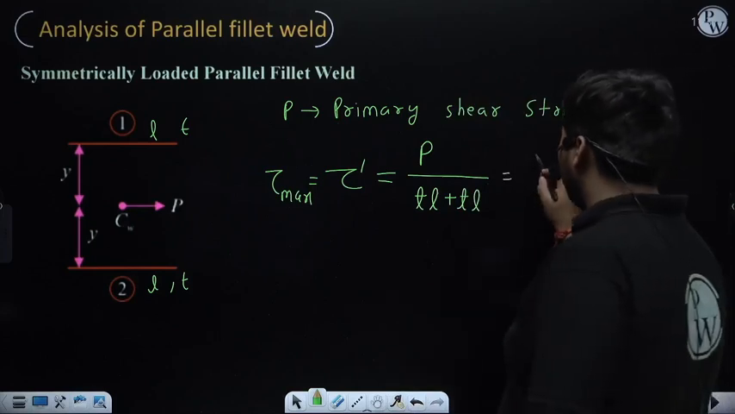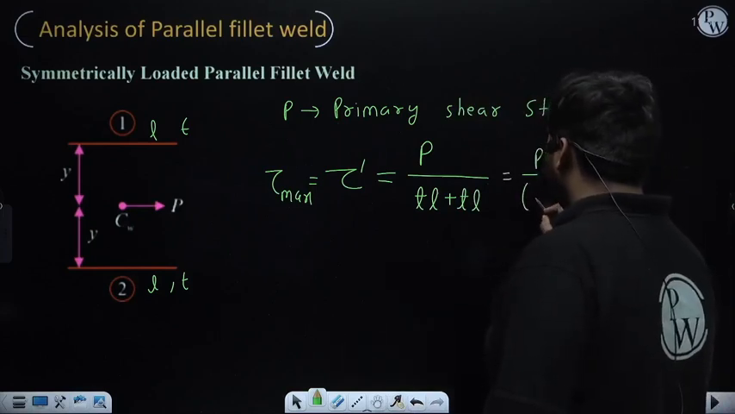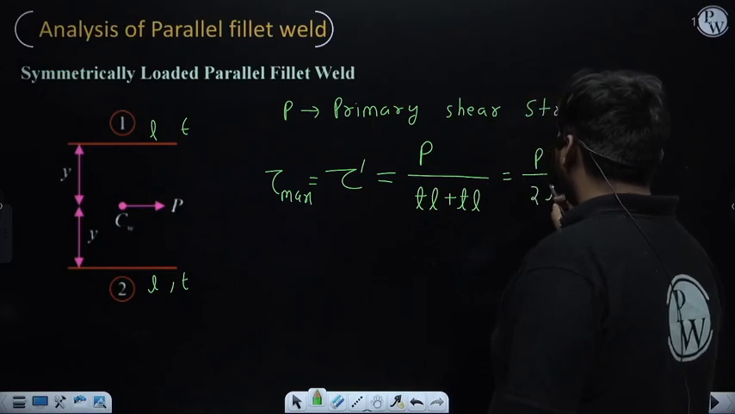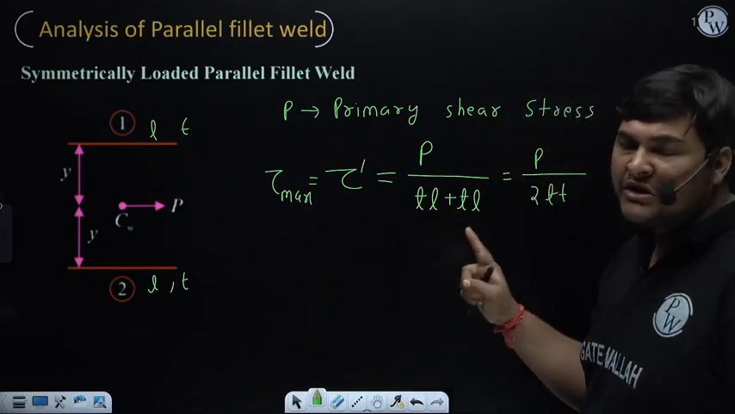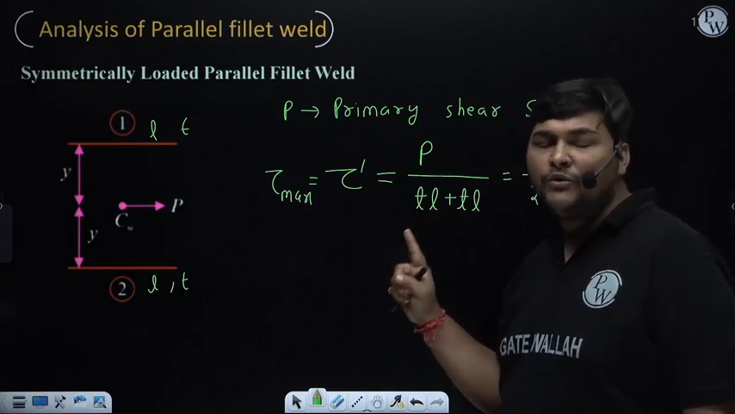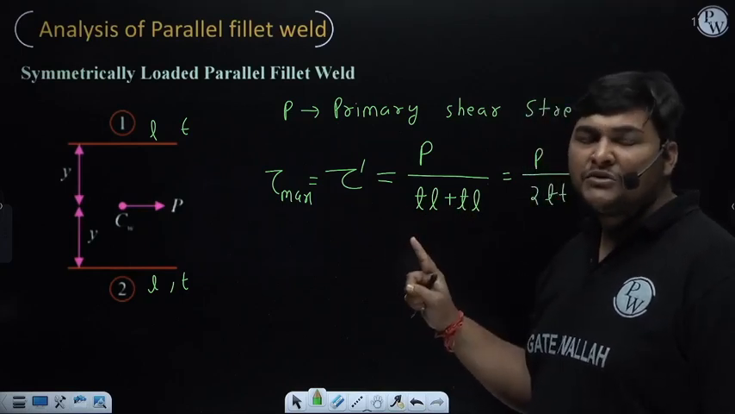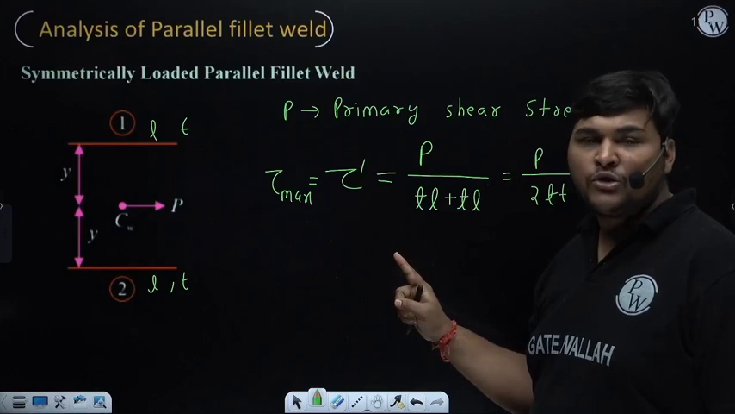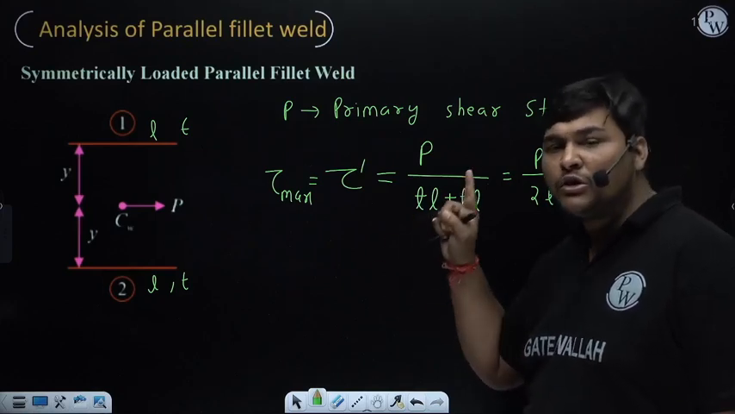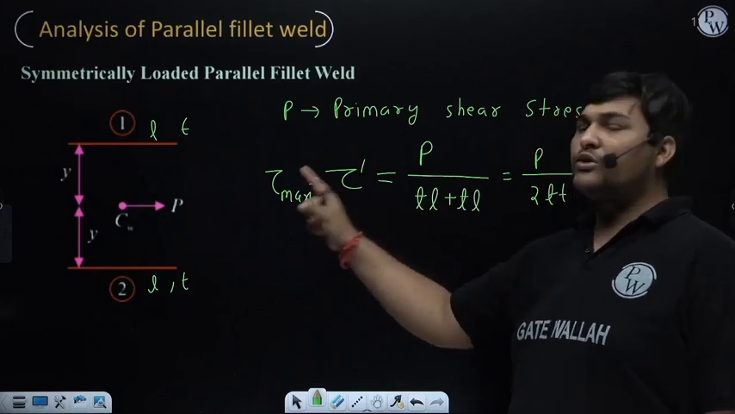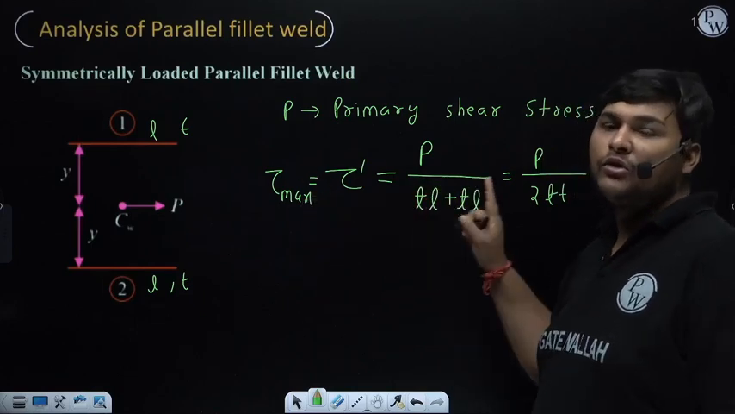So the formula is total force P divided by 2TL. You need not remember this, you can also only remember the conclusion. If stress is only coming due to force P which is parallel to weld length, only primary shear stress will come, whose maximum value will be at the throat, and the formula to calculate that maximum shear stress is total force divided by total throat area. Right now total force is P, divided by total throat area 2TL.